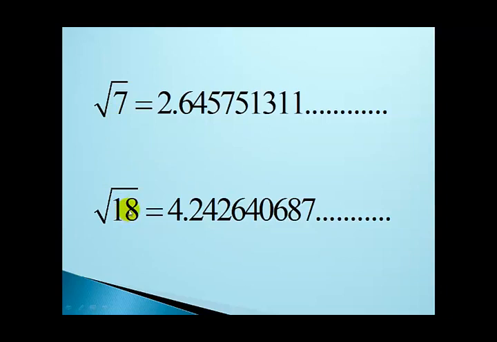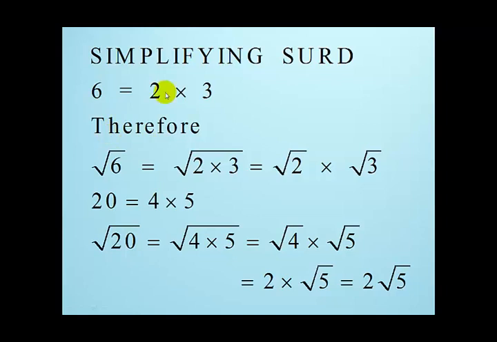Now let's look at how we can simplify a surd. Now 6 is equal to 2 times 3. That is, when we multiply 2 by 3, the result is 6. So the square root of 6 is equal to the square root of 2 times 3. That is, when we take the square root of the left hand side, we also take the square root of the right hand side. And in doing that, we have the square root of 6 is equal to the square root of 2 times 3. And now the square root of 2 times 3 is equal to the square root of 2 times the square root of 3.